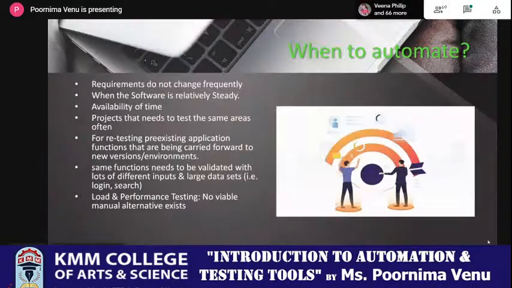And when to automate. Now we know what automation testing is, what we do with it, and what things can be automated. But now we need to see when to automate. Can we automate at the very beginning stage of the application, or how do we do it? The requirements should not change frequently. Only in that situation should you start your automation, because, as we mentioned before, if your requirement is getting changed frequently, it becomes a problem.